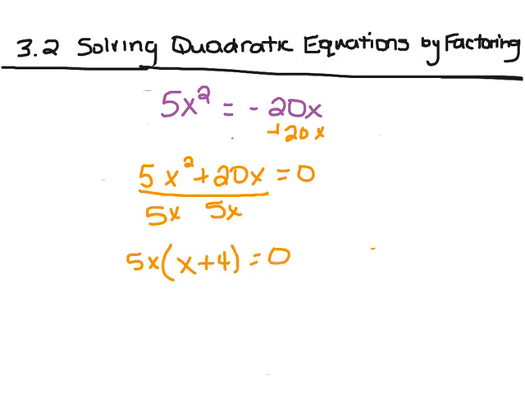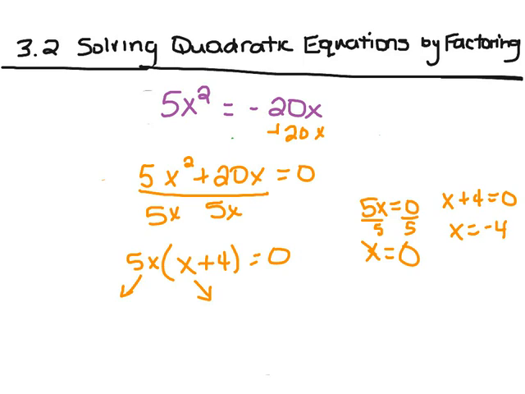Now we split this into 2. So either 5x equals 0 or x plus 4 equals 0. In order to make x 0 in the first one, we'd have to divide by 5. And 0 divided by anything is 0. So x has to be equal to 0. And for this one, x equals negative 4.